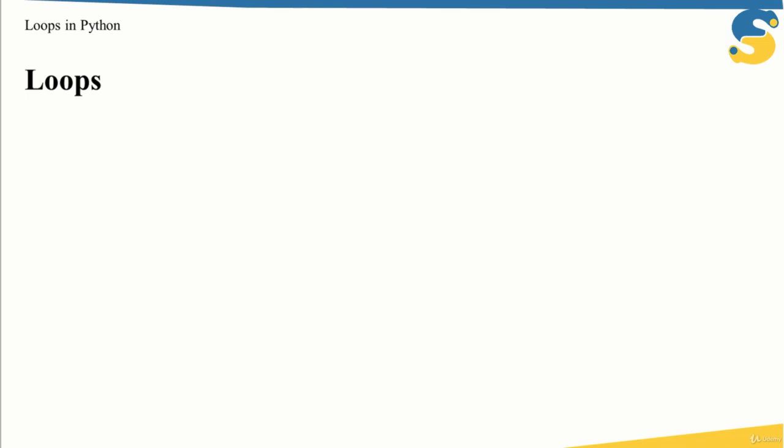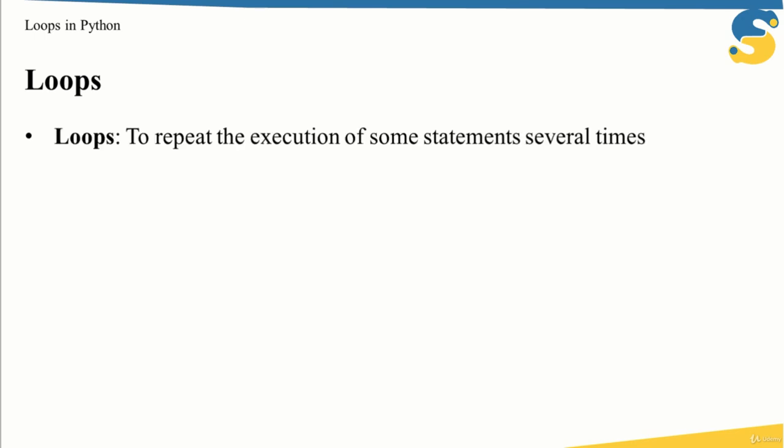In a previous lecture, we saw that the program execution flow is from left to right, from top to the bottom. And this is the default behavior. But sometimes I need to update this behavior. And in order to do that, I can use conditional statements or loops. Loops are mainly used to repeat the execution of some statements several times without the need to write these statements multiple times. So this is a very important point about loops.